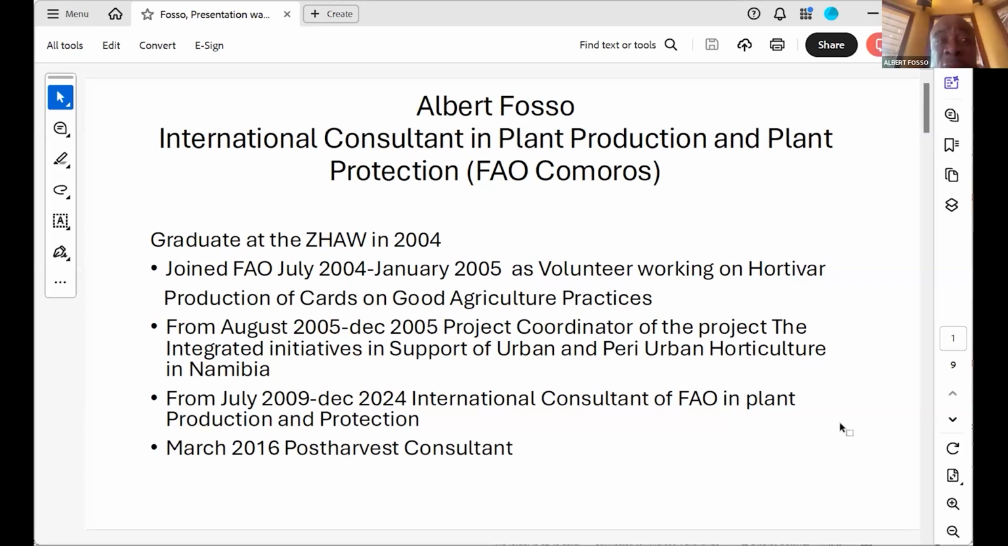We also produce cards on good agriculture practice. So after my 6-month volunteer work to FAO, I was sent to Namibia in August 2005 to implement a government project, the Integrated Initiative in Support of Urban and Peri-Urban Horticulture in Namibia. It's a project of the government of Namibia with the technical expertise of FAO and funded by the government of Belgium. After, in 2009, up to today, I became an international consultant of FAO in plant production and protection. In March, I did a 1-year training with the Post-Harvest Education Foundation. Then I also became a consultant on post-harvest.